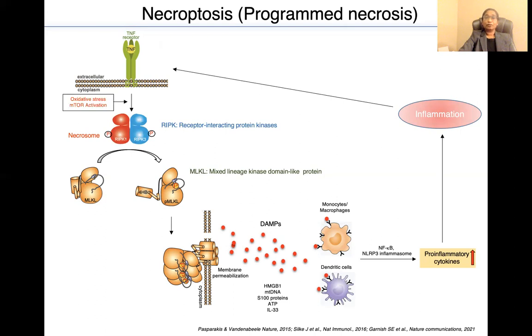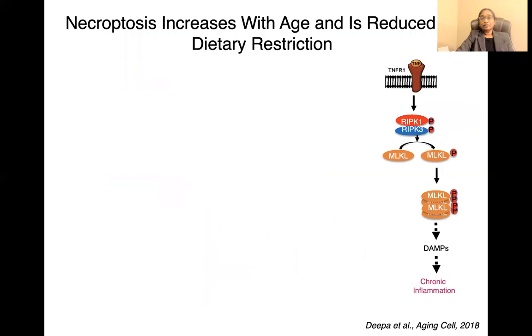It is important to note that in addition to TNF-alpha, two other factors known to induce necroptosis, for example, oxidative stress and mTOR activation, are also increasing with age. So these three key factors that increase with age are also known to induce necroptosis. In 2018, we showed for the first time that necroptosis increases with age.